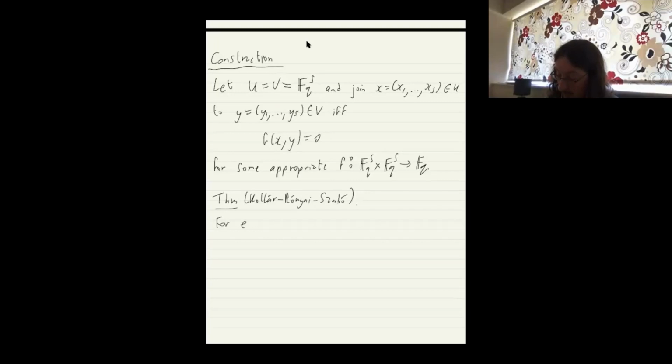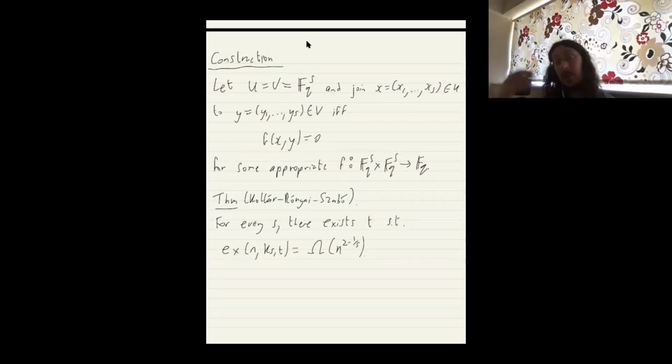And what they show is that for every s, there exists a t such that the extremal number of K_{s,t} is greater than or equal to some constant times n to the 2 minus 1 over s. So this is the thing I alluded to a couple of pages ago, that when t is much larger than s, you can get a matching lower bound. It's reasonable to expect this, actually.